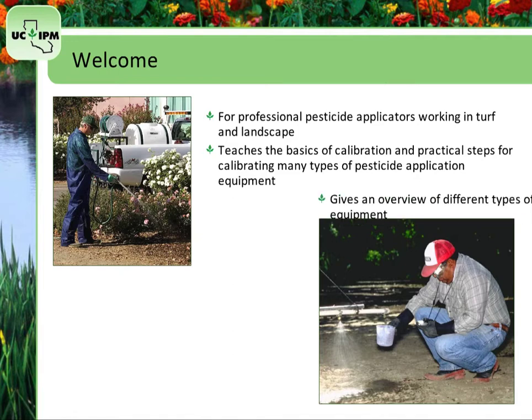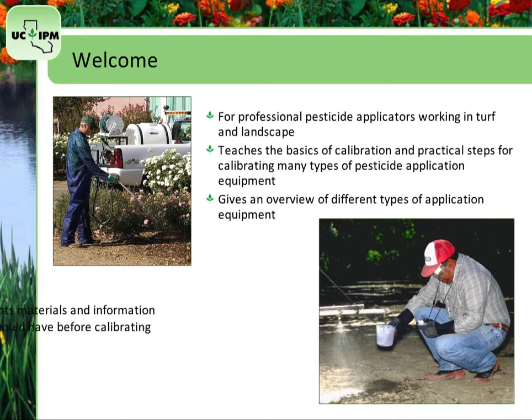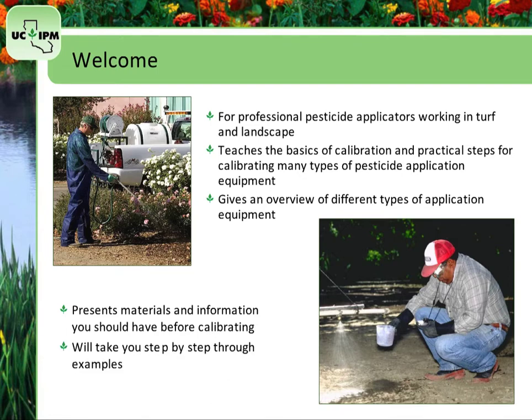This course gives an overview of different types of application equipment, including equipment used for liquid applications or granular applications. It presents the materials and information you should have before calibration, and it explains how to service the equipment before calibration. Finally, you'll go step by step through various calculation examples to make sure you know how to apply the correct amount of pesticide to a given area with a specific piece of equipment. So, let's get started.